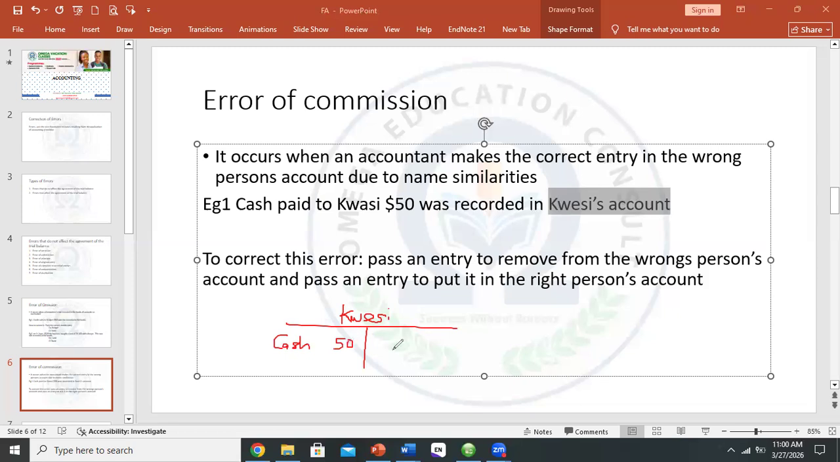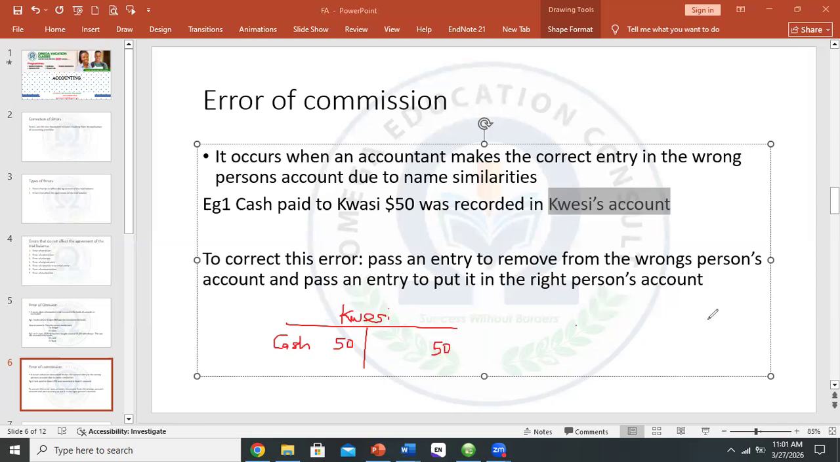Now we have identified that this is wrong. It shouldn't be in this Kwesi with ye's account. So how do we correct it? We have to pass an entry to remove it from here, and then pass another entry to put it in the right person's account. So Portia, hold on. I think when I'm done, you get the point well, right? So here, to remove it from this wrong Kwesi, what do we do? We'll credit, right? So we'll credit with an amount of, say, 50.